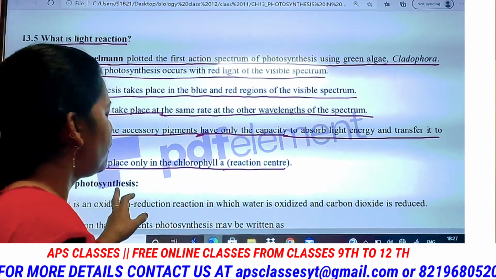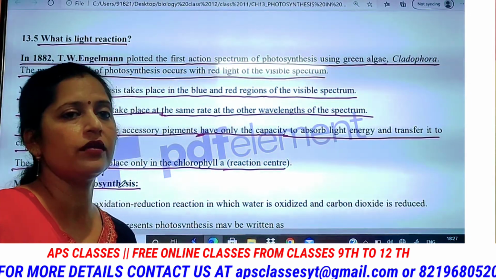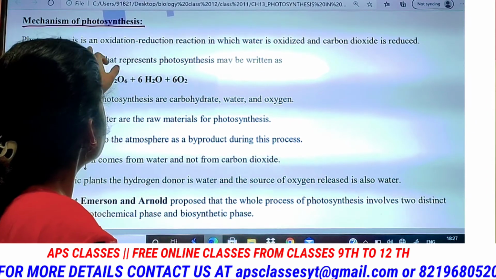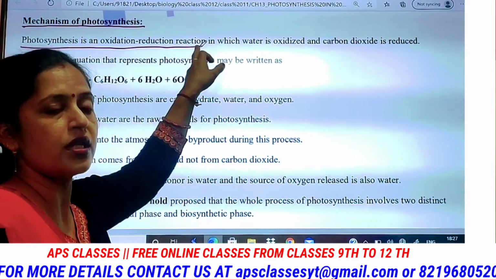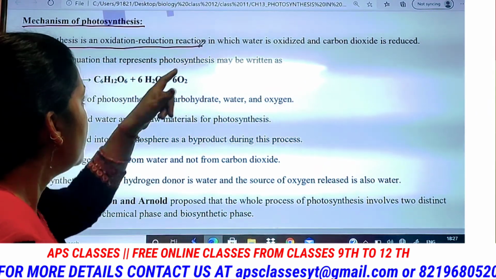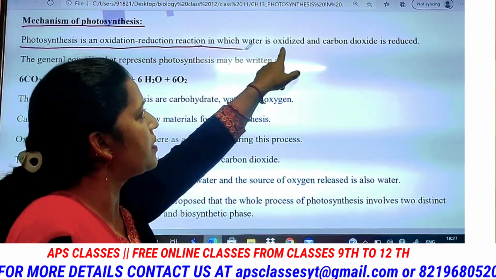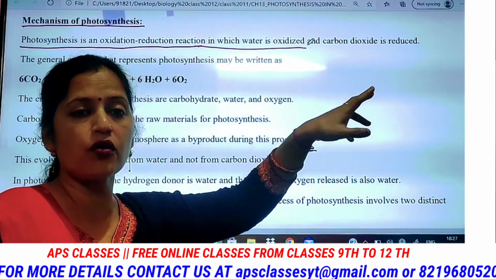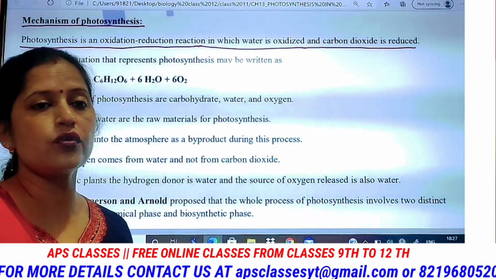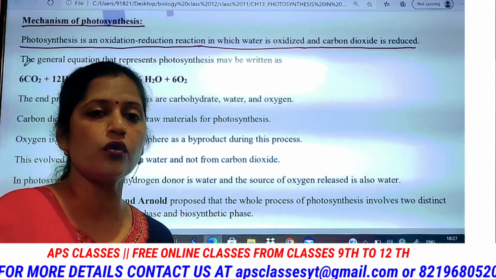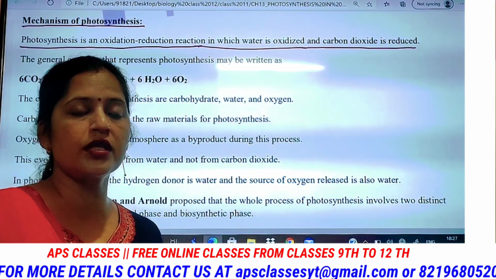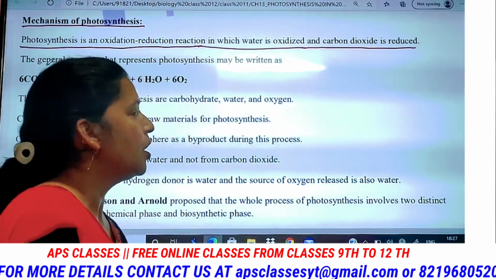Next is the mechanism of photosynthesis. What mechanism is adopted for the process of photosynthesis? Photosynthesis is an oxidation reduction reaction. It is the only process in which both oxidation and reduction take place, in which water is oxidized and carbon dioxide is reduced.